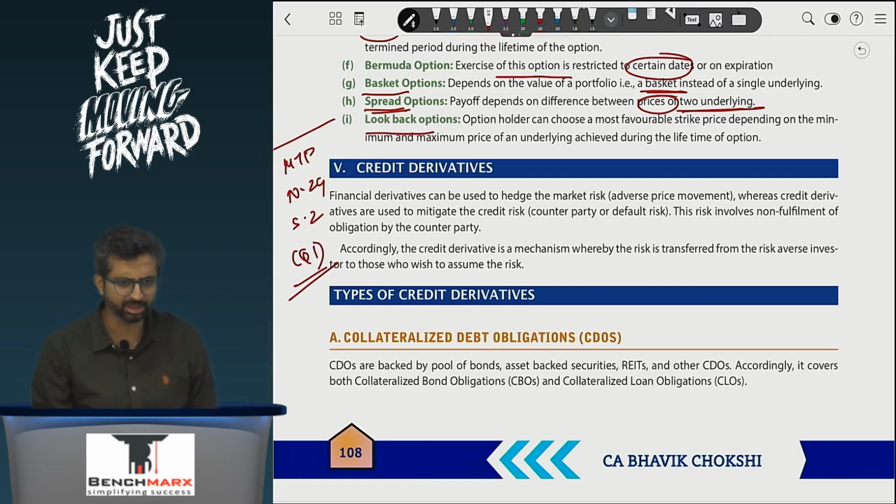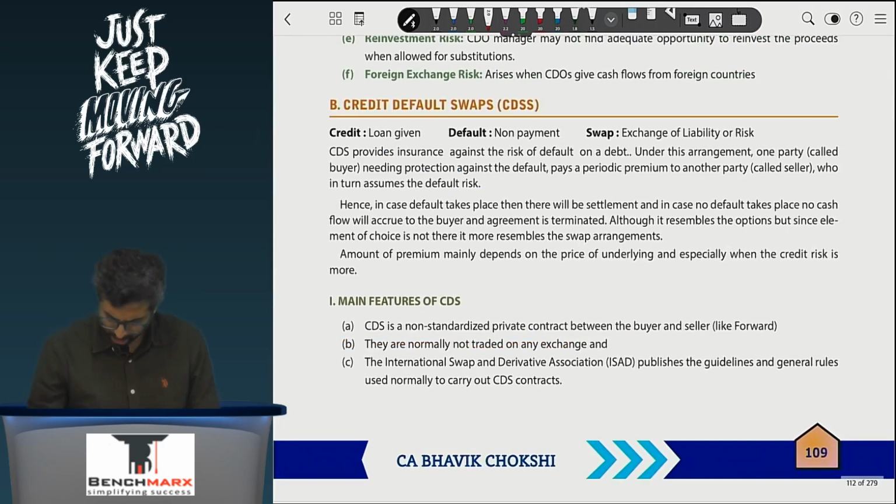Are we clear with this? These are called as CDS, credit default swaps. If there is a default, there will be a payment. If there is no default, there will be no payment. Are we clear with this? So we'll go first on the next page. CDS I would say is slightly more important than everything else which is newly added.